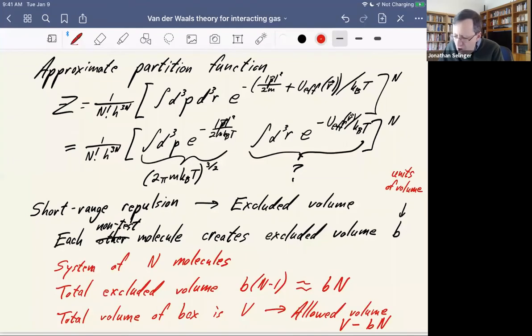Okay. So that can now go into the integral for the partition function, right? The integral up here. You remember, this is an integral over all the possible places for the test molecule. Okay, so that means it's an integral over this allowed volume, the V minus Bn. We could then, here, let me copy this.